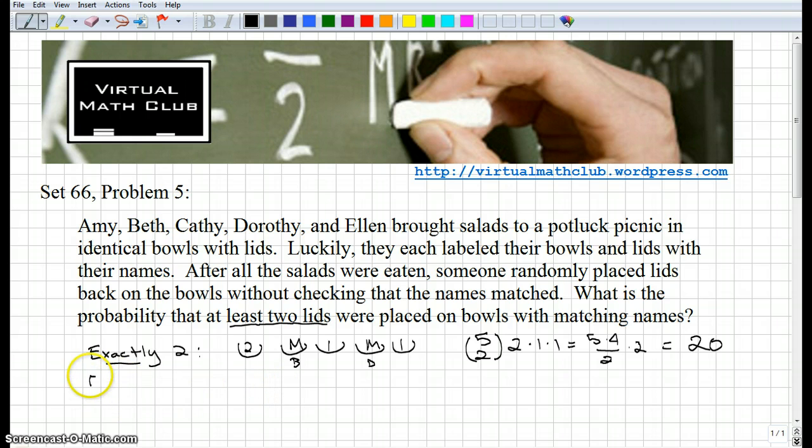Alright, let's look at the next case. Let's do exactly 3 match. So again we have our 5 bowls.